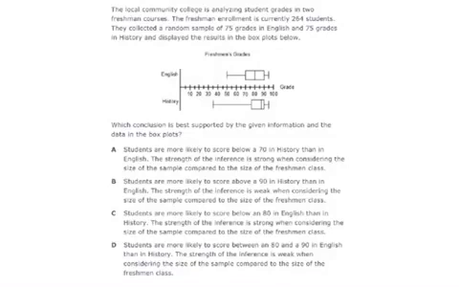The local community college is analyzing student grades in 2 freshman courses. The freshman enrollment is currently 264 students. They collected a random sample of 75 grades in English and 75 grades in history and displayed the results in the box plots below. Which conclusion is best supported by the given information and the data in the box plots?